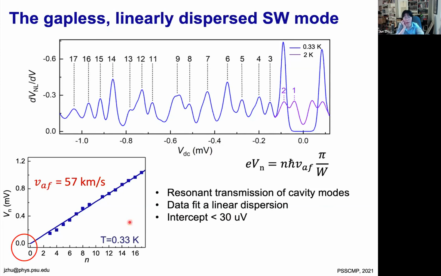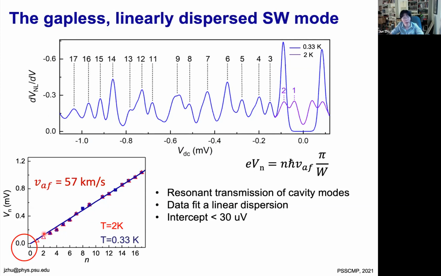Right? So we've done it at different temperatures. That's one temperature. This is a different temperature. Below 2 Kelvin, not much changes really. Right? And we fit this data. We can get a spin wave velocity out of it. For our system, this is about 57 kilometers per second in this particular data set. So this is pretty fast compared to, in fact, spin waves of other antiferromagnets.